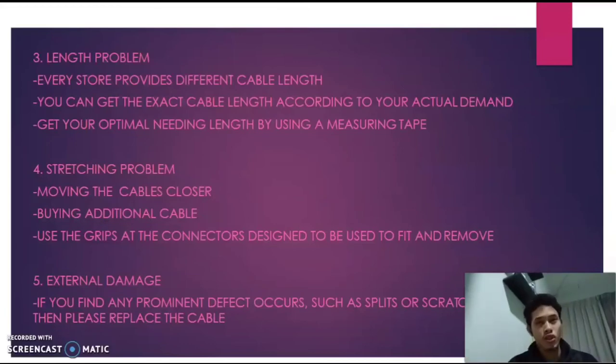The fourth suggestion is that the stretching problem can be prevented by moving the cables closer or buying an additional cable for proper length. There is another case that would cause stretching. Sometimes it just occurs when you're pulling at the jacket of the cable. You should use the grips at the connectors designed to be used to fit and remove them. Finally, external damage can be solved during inspection. If you find any prominent defect, such as splits or scratches, then please replace the cable.